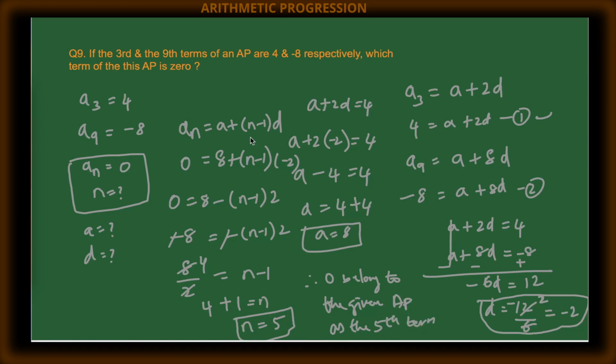Okay students, hope this is clear. So which term of this AP is 0? So you have a sequence of numbers in the given AP. So what is the position or the term place we need to find? To identify that, we need to have the values given, like the first term and the common difference, which we identified from the information given in the question. Okay, hope this is clear. Let's move to the next question.